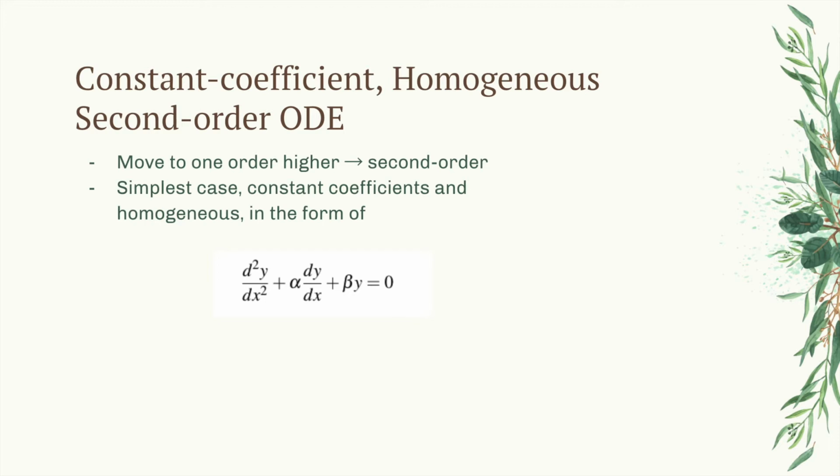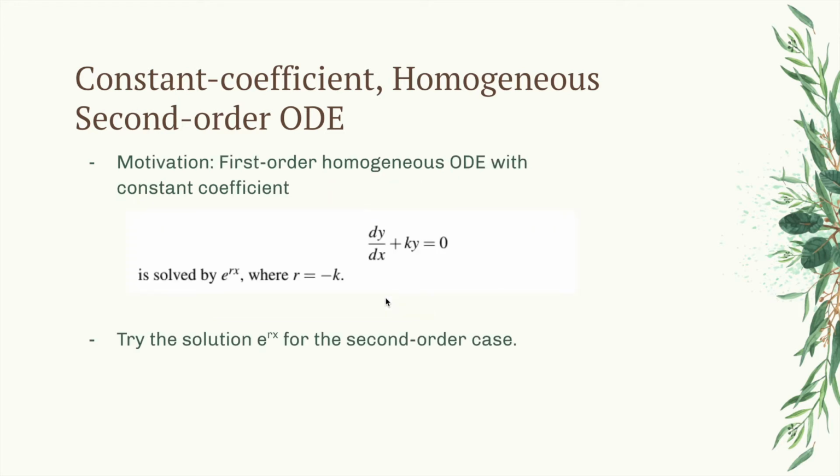The simplest case would have constant coefficients, and the right-hand side is 0. We can take some inspiration from solving first-order ODEs. Remember, if we have to solve dy/dx plus ky equals 0, it can be solved by using a solution form e to the rx, where r equals minus k. So we can think about whether e to the rx also applies in the second-order ODE case.